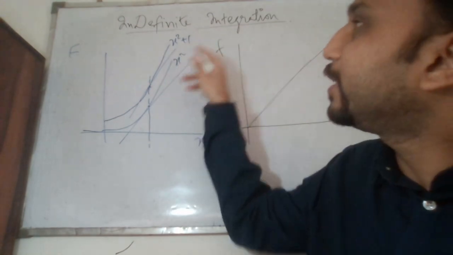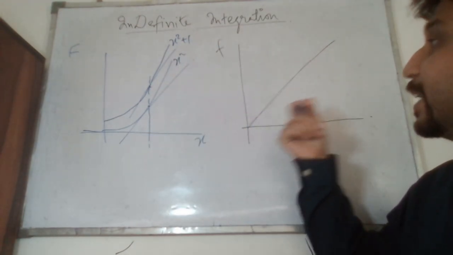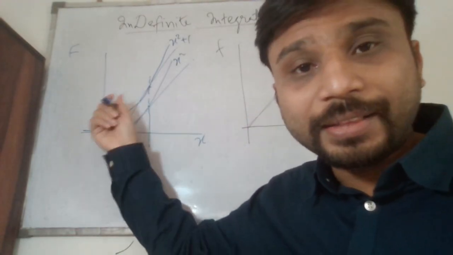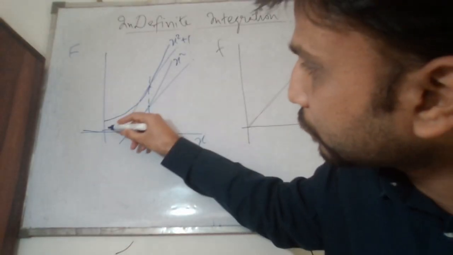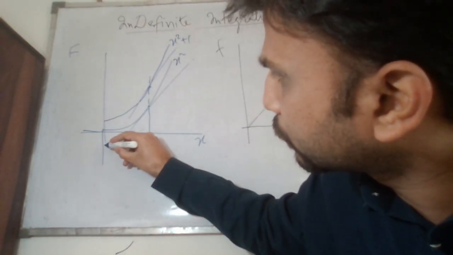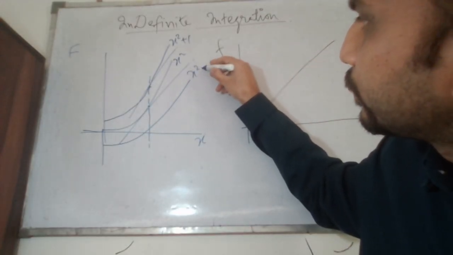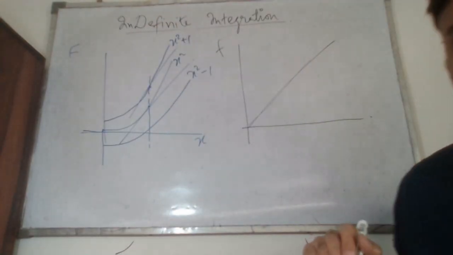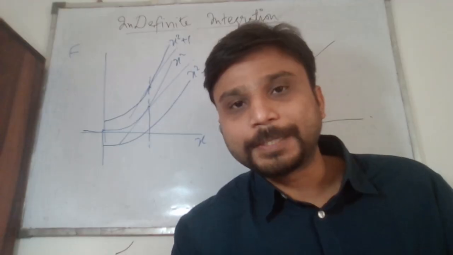That means that even if we differentiate these two curves, we'll get this curve. Upon integration of this curve, we'll get this curve and a lot of other curves. One more curve is this one, x square minus 1. So this is what integration is.